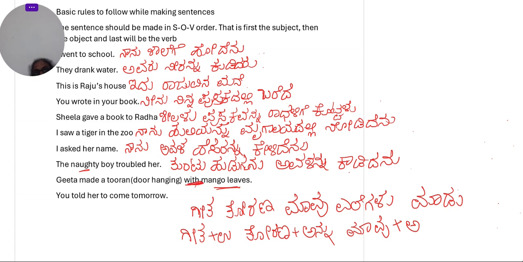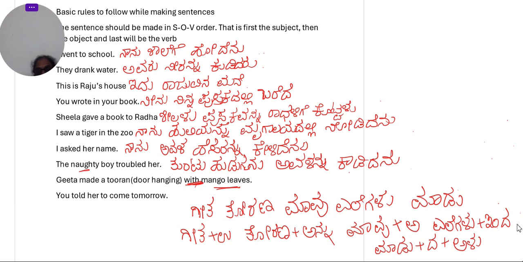Remember, there is with. With means something like using a tool. So here we have to add the tritiya vibhakti. So we will say elegalu plus inda. If you remember, the suffix of tritiya is inda. And then madu is make, but we have to make it past tense. So madu plus di, and Geeta is a singular noun, female gender, third person. Singular, female, third person. So Adu.